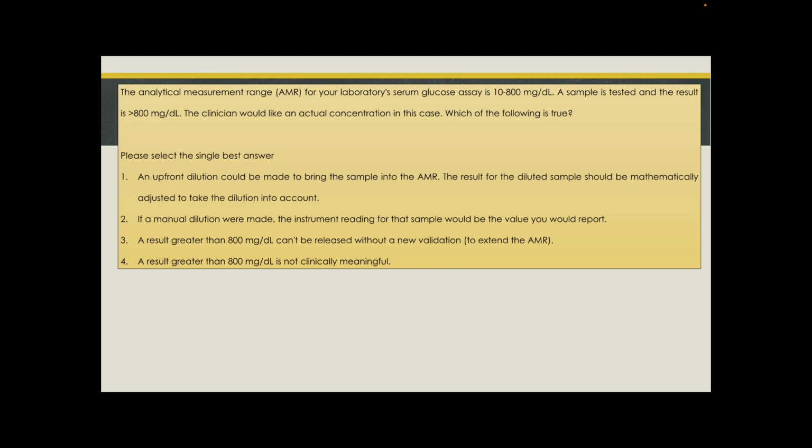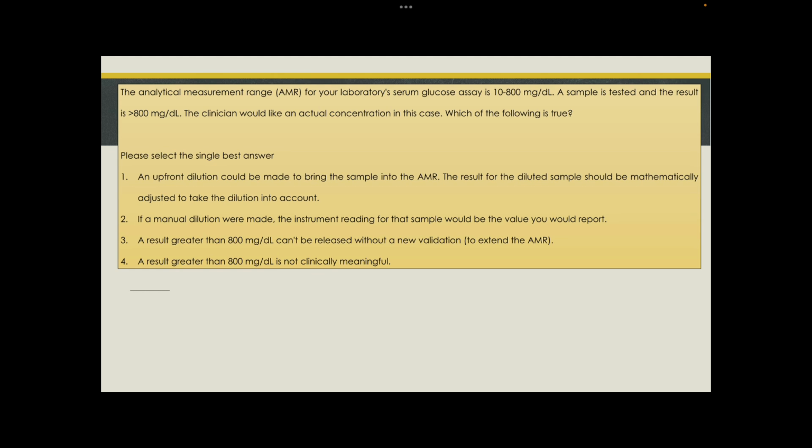1. An upfront dilution could be made to bring the sample into the AMR. The result for the diluted sample should be mathematically adjusted to take the dilution into account. 2. If a manual dilution were made, the instrument reading for that sample would be the value you would report. 3. A result greater than 800 mg per deciliter can't be released without a new validation to extend the AMR. 4. A result greater than 800 mg per deciliter is not clinically meaningful.